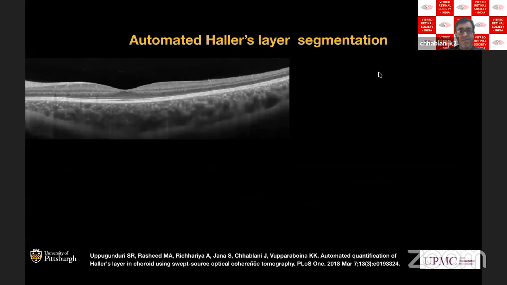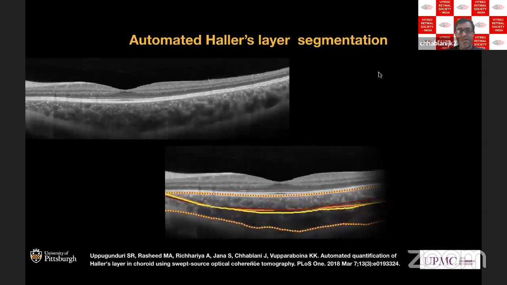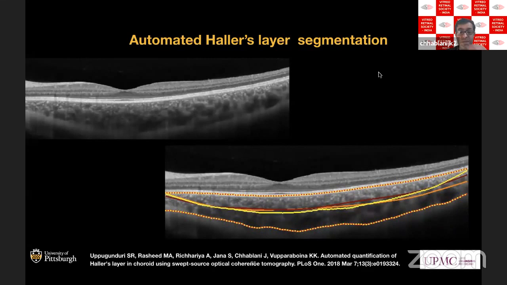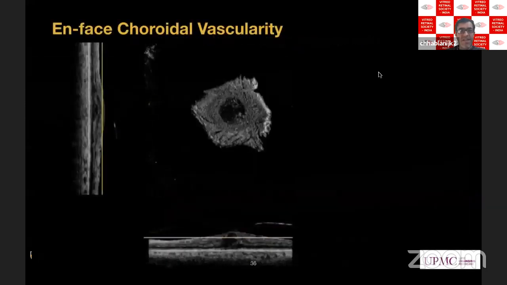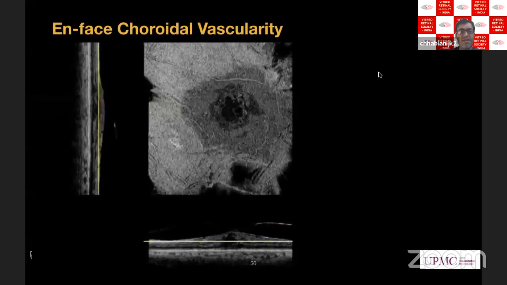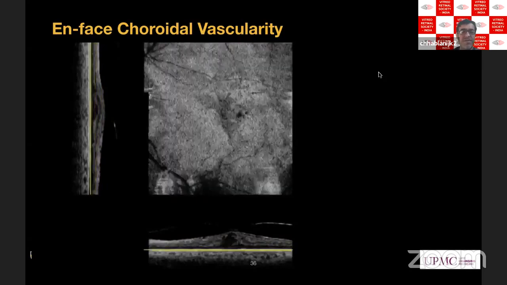What about taking this work to the automated segmentation? This is some of our work which we published in 2018, and now we have the Haller vessel volume being done for the whole volumetric data obtained from the macular area, and this could be very useful in understanding pachychoroid. I think on to en face scanning, and there was a nice question about the structural en face.